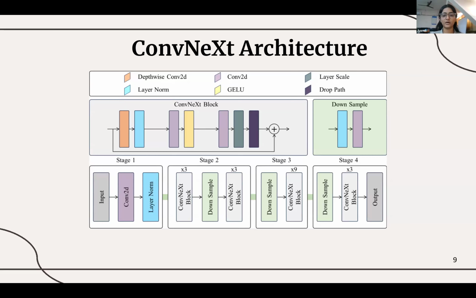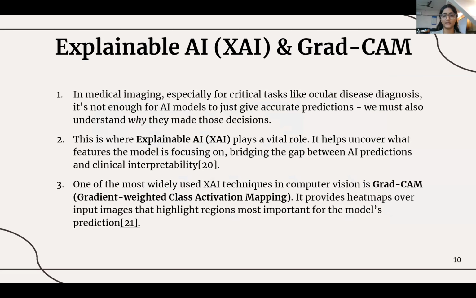Now, one of the most important aspects of our work is explainability. Explainable AI refers to techniques that help us to understand how and why an AI model makes specific decisions. As we all know, it is a critical factor in healthcare for trust and transparency. So to make our model more explainable, we use GradCam, which is an explainable AI technique that generates heat maps showing which regions in the fundus image influence the model's prediction.